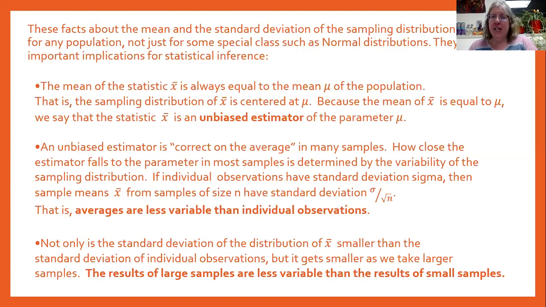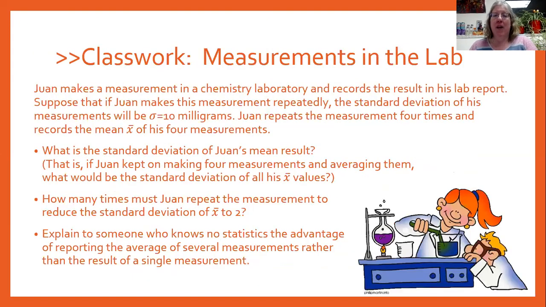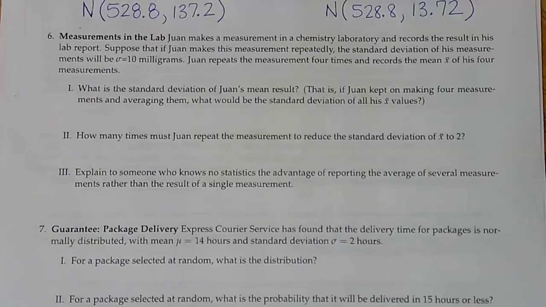Okay, so let's take a look at our classwork. We have this one called Measurements in the Lab. Let's put this into practice and see if we can make some sense of these ideas. Okay, so Juan makes a measurement in a chemistry lab and records the result in his lab report. Suppose that if Juan makes this measurement repeatedly, the standard deviation of his measurements will be sigma equal to 10 milligrams. Juan repeats the measurement 4 times and records the mean X bar of his 4 measurements. All right, so we have a couple of questions here, so I'm going to pull up the classwork and we can work on that.